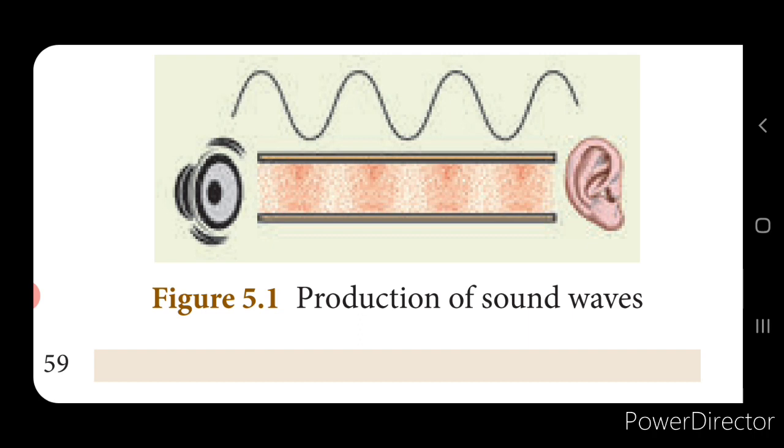Now if you hear the ringing of a bell, you can conclude that sound is produced by vibrations, isn't it? If a bell rings, ringing means it produces some vibration. These vibrating bodies produce energy in the form of waves. This is nothing but sound. So sound is transmitted in the form of waves.